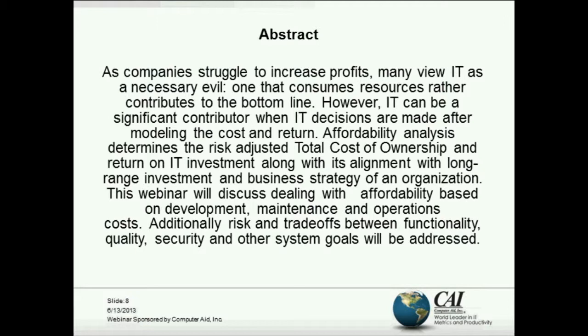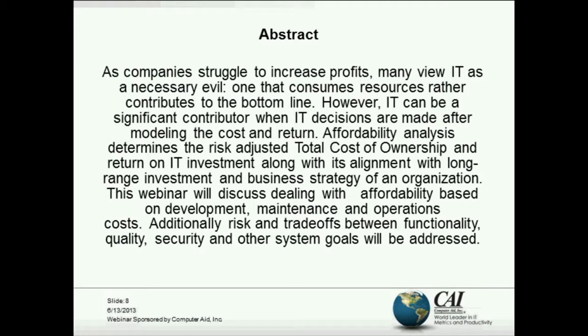So the theme of this webinar addresses an affordability approach for evaluating IT systems. No arguing the importance of IT to the business organization. And in fact, for some sorts of organizations, IT is really the backbone of the business. Take, for example, financial services or insurance companies.